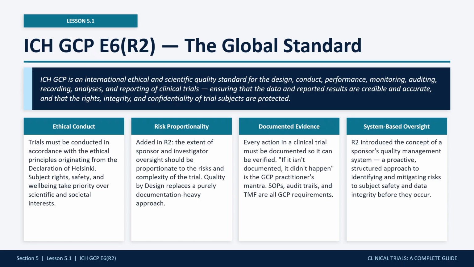GCP is an international ethical and scientific quality standard covering the design, conduct, monitoring, recording, analysis, and reporting of clinical trials. It guarantees two things simultaneously: that trial data is credible and accurate, and that participants' rights, safety, and confidentiality are protected. 4 pillars underpin GCP.